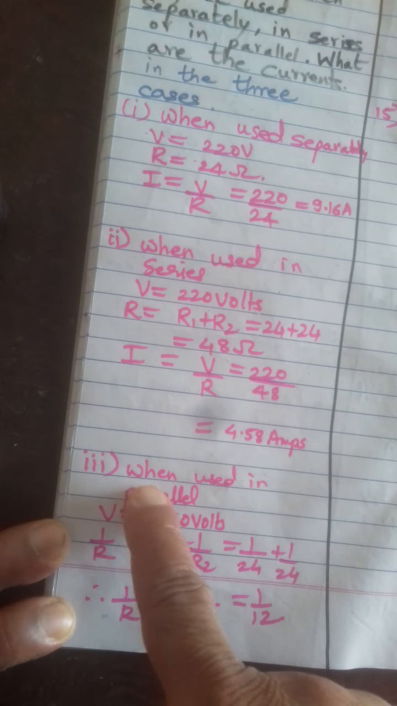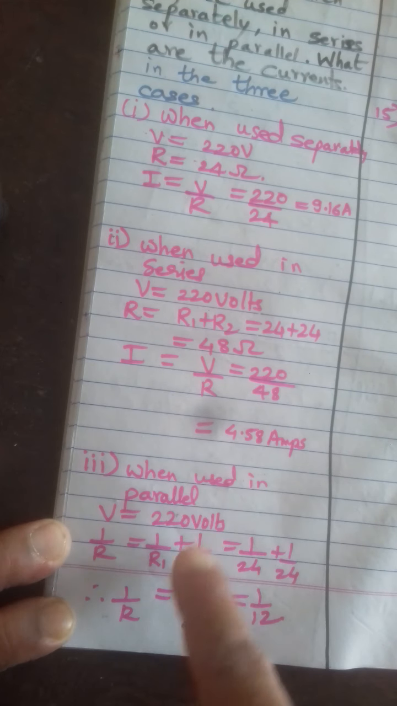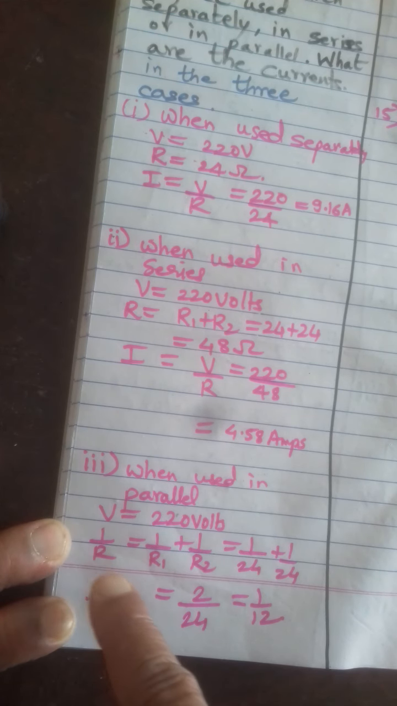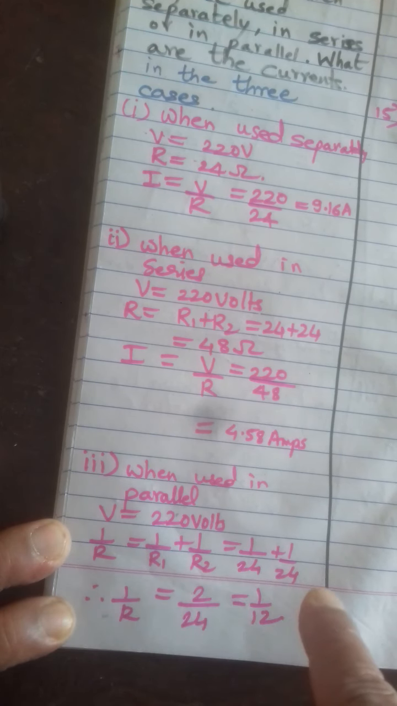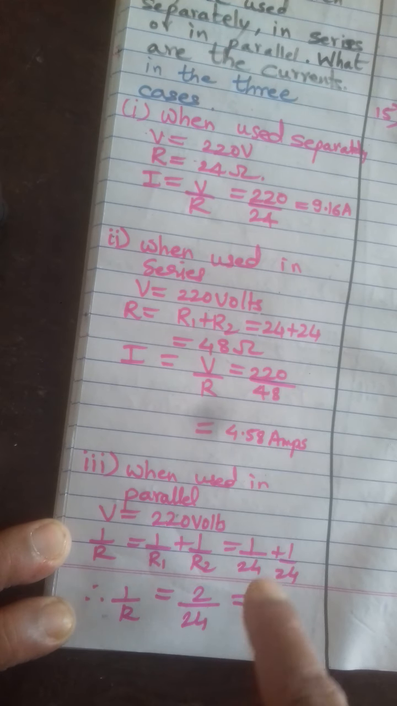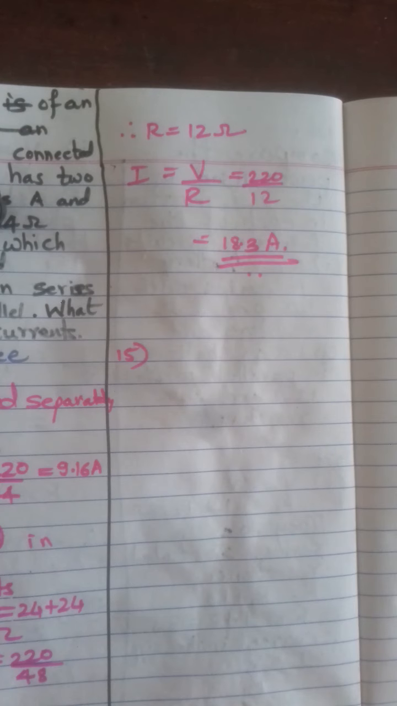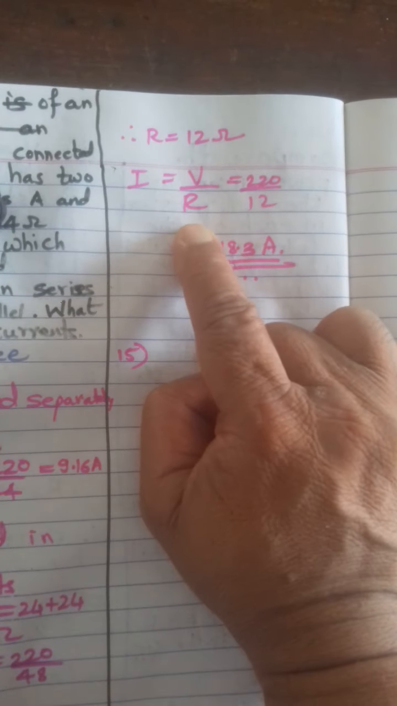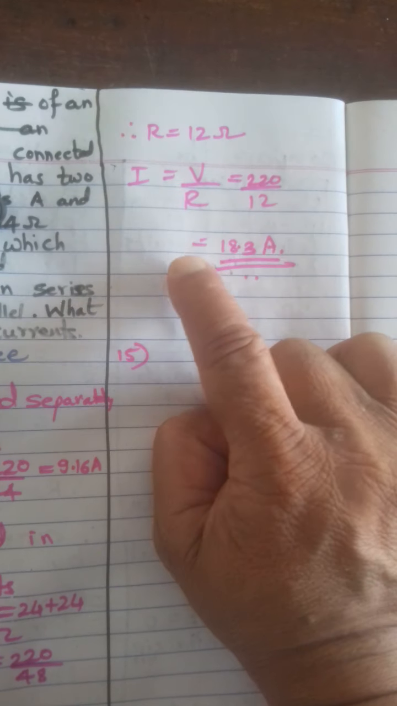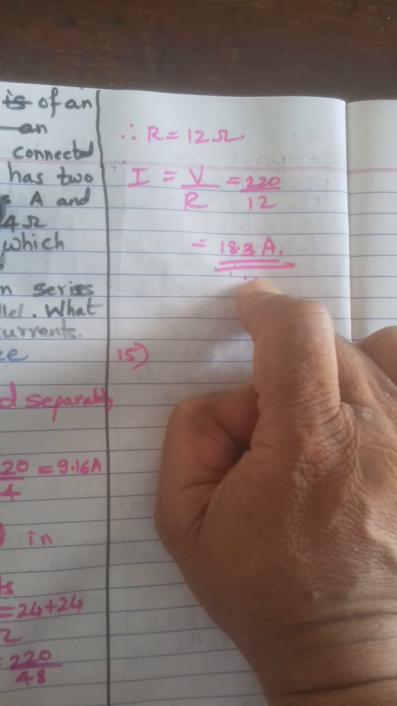Now third one, when used in parallel, V is equal to 220 volts, and for parallel combination you know the equivalent resistance 1 by R is equal to 1 by R1 plus 1 by R2, so it becomes 1 by 24 plus 1 by 24. So 1 by R is equal to 1 plus 1 is 2 by 24, which is 1 by 12. So R becomes equal to 12 ohms, and again by Ohm's law I is equal to V by R. So that is 220 upon 12, which comes out to be 18.3 amperes. So these are the currents in the three cases.